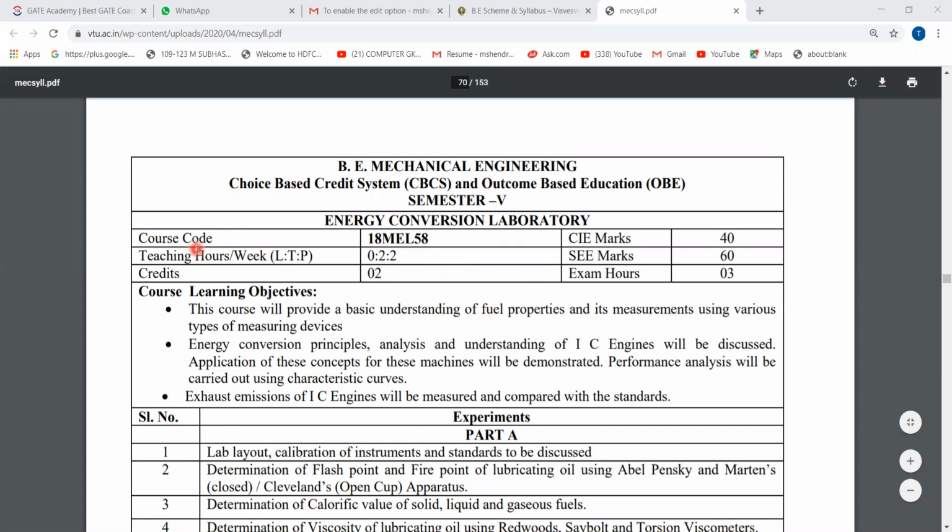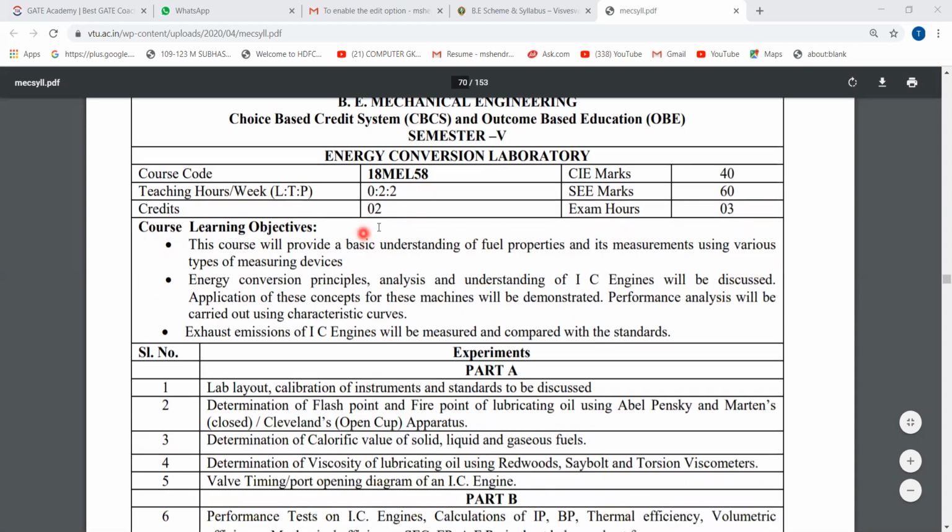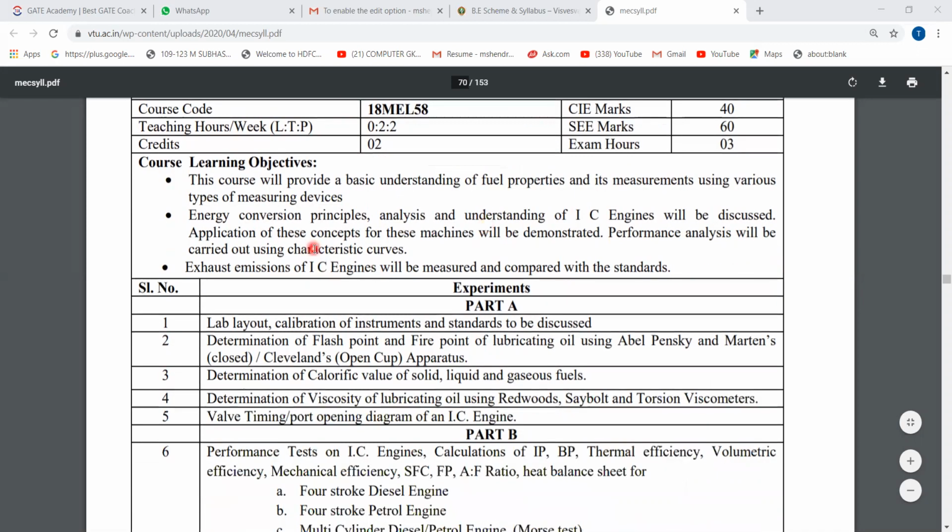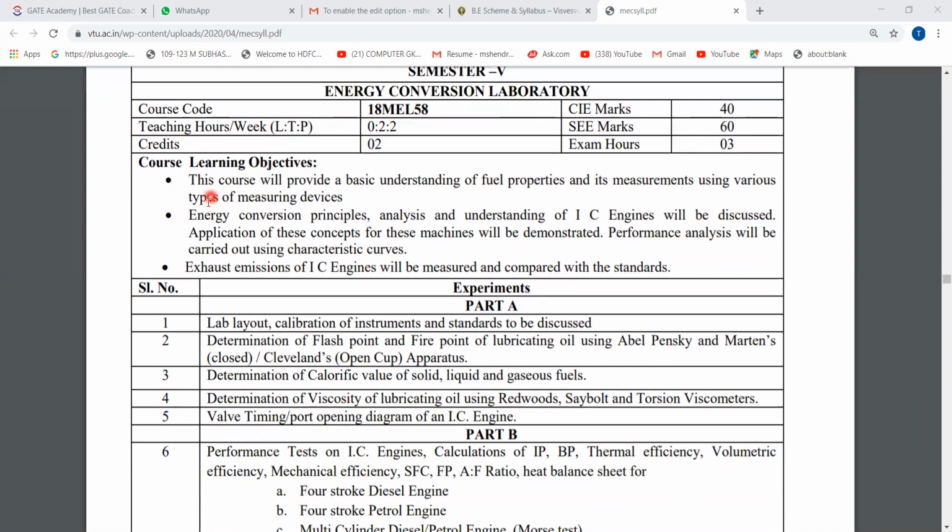This subject has course code 18MEL58, and the maximum internal assessment marks is 40 and the external marks is 60. The examination duration is 3 hours and a total of 2 credits are allotted for this particular course. Now let me explain the learning objectives of this particular course.